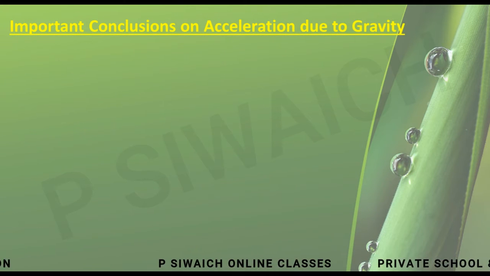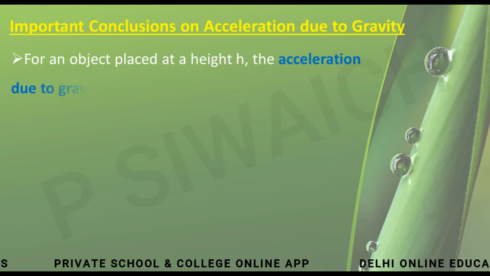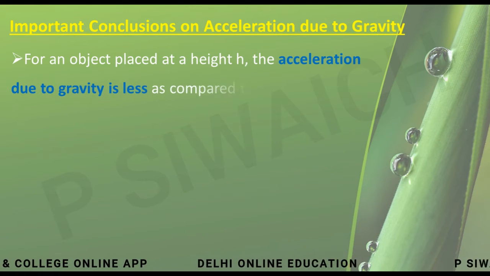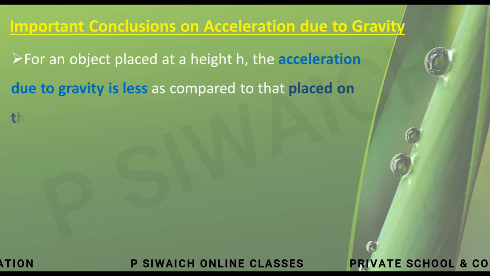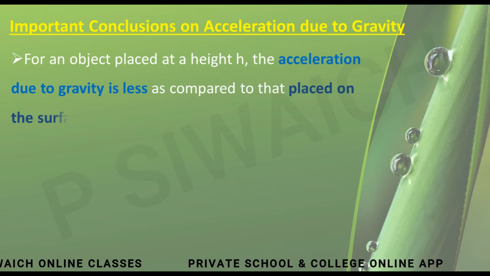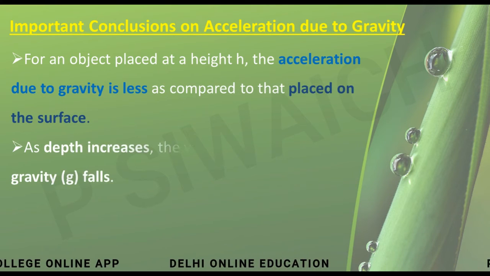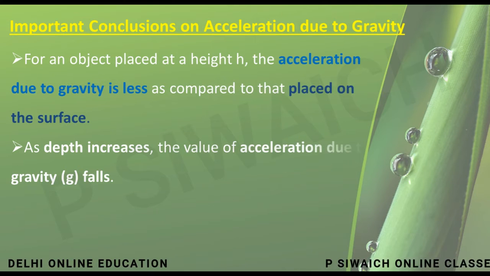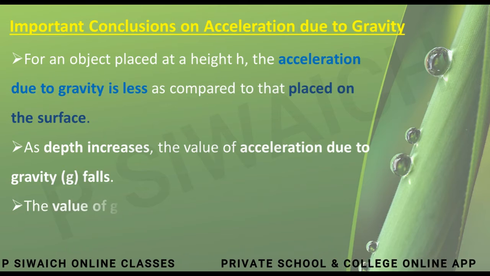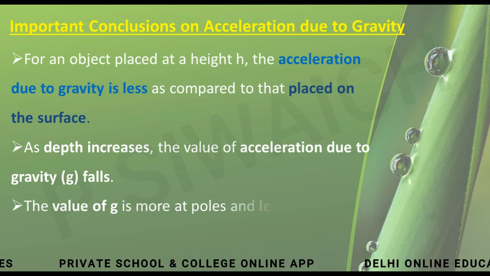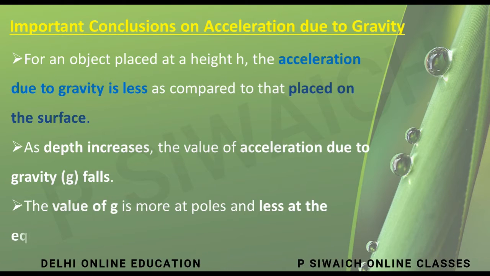Important conclusions on acceleration due to gravity. For an object placed at a height h, the acceleration due to gravity is less as compared to that on the surface. As depth increases, the value of acceleration due to gravity falls. The value of g is more at the poles and less at the equator.